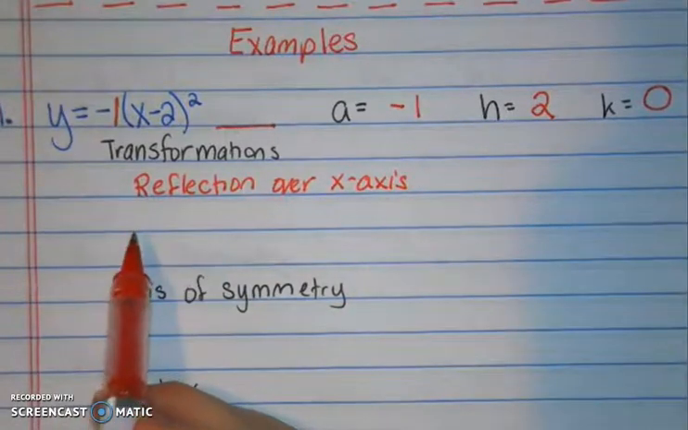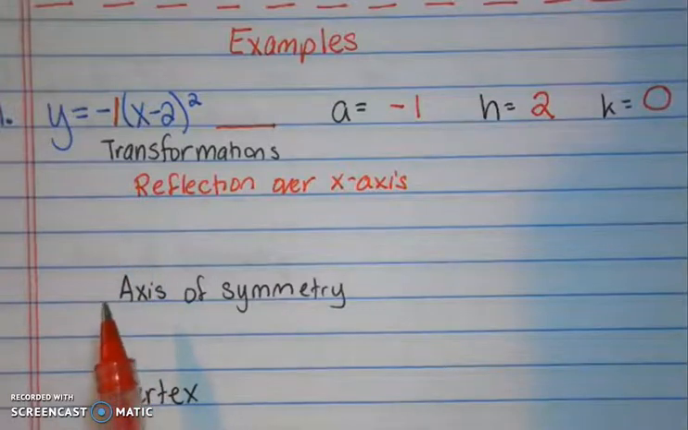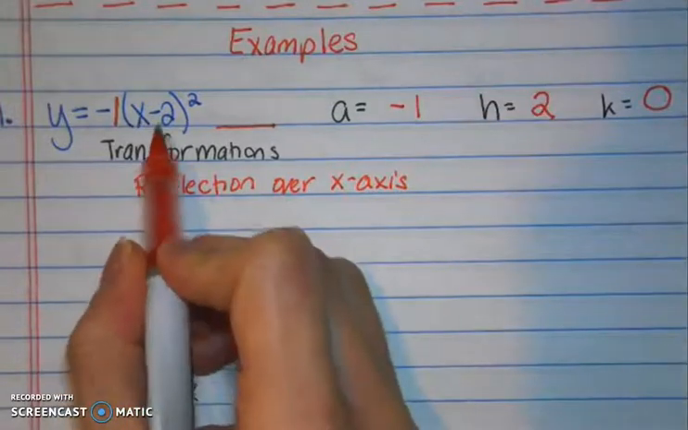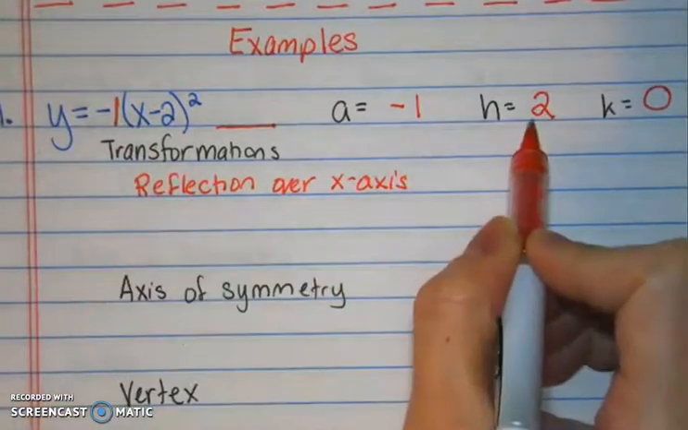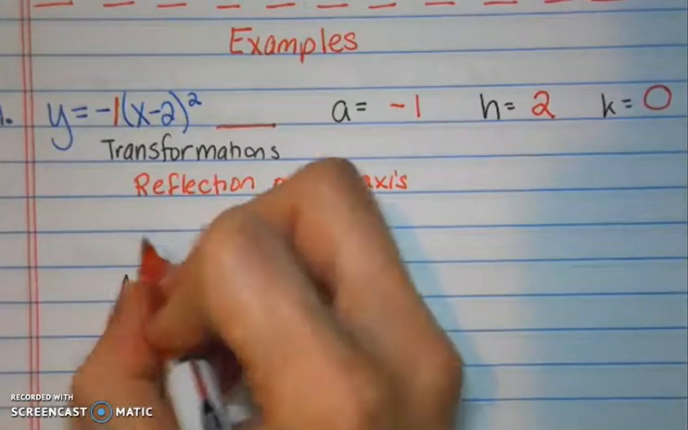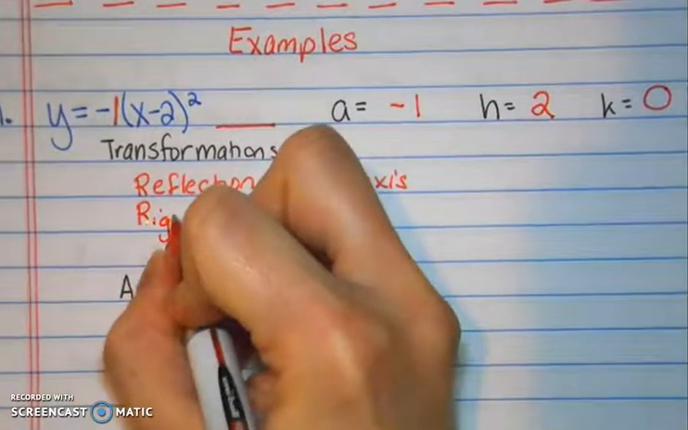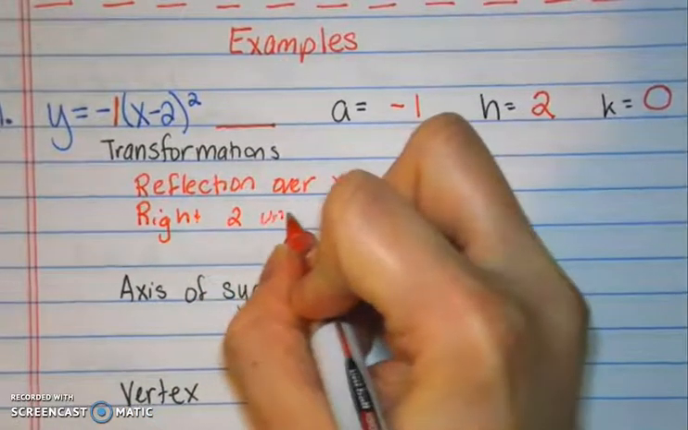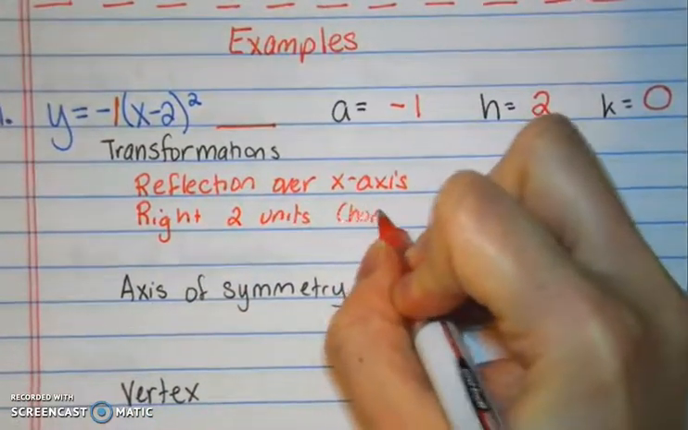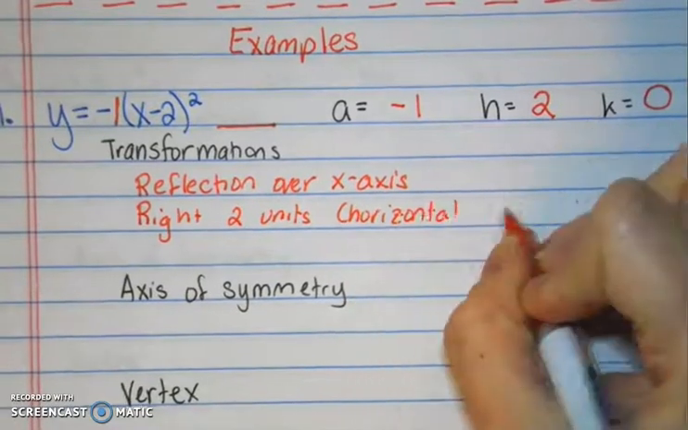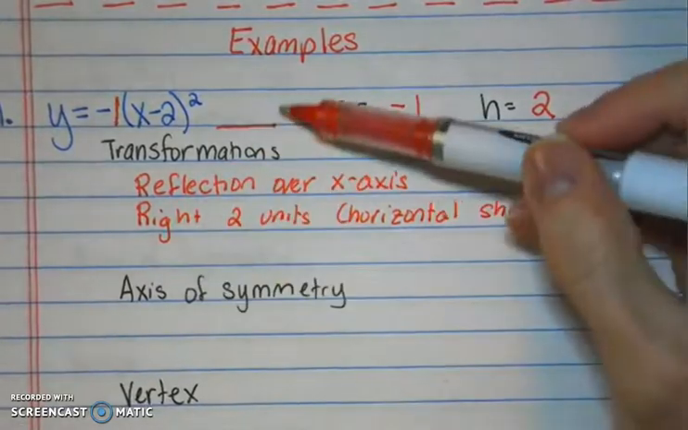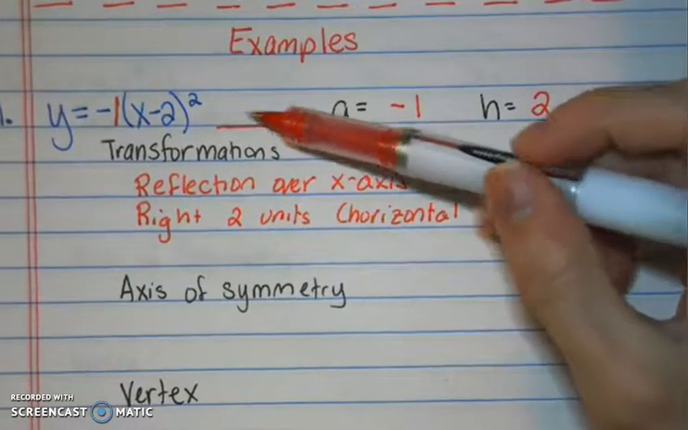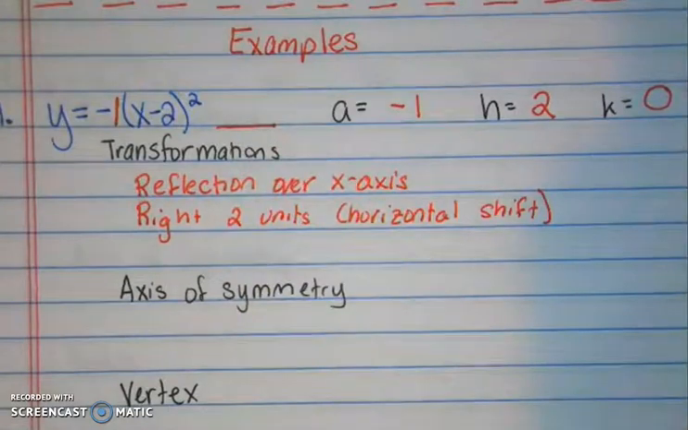So now we move on to step 3 and look for the horizontal shift. In this case, there is a horizontal shift because h is 2. And remember, we're looking for the value of h. Since h is a positive 2, we are going to go to the right 2 units. That is a horizontal shift. And then I look for my vertical shift, which is going to be at the end. Because there is no number k, there is no value for k, we do not have a vertical shift.